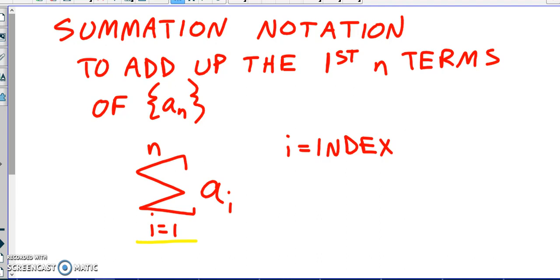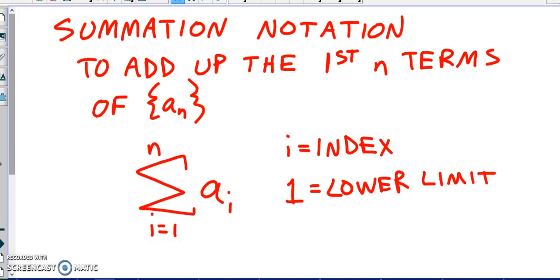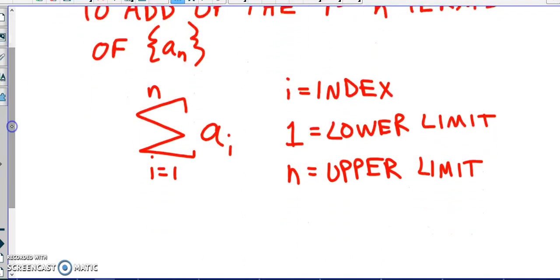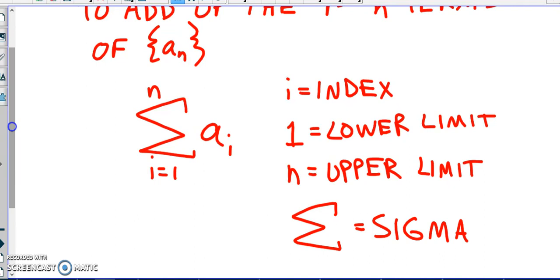So 1 is the lower limit. n is the upper limit. And this big symbol you see here is a capital sigma. It's a Greek letter. Sigma is like an S for sum.